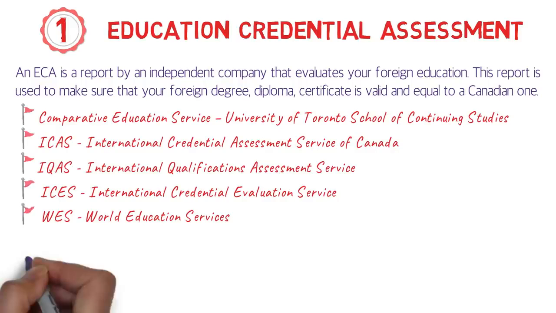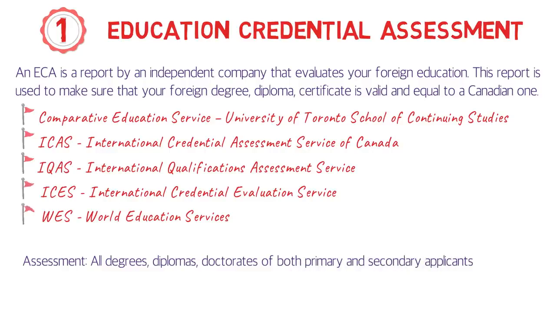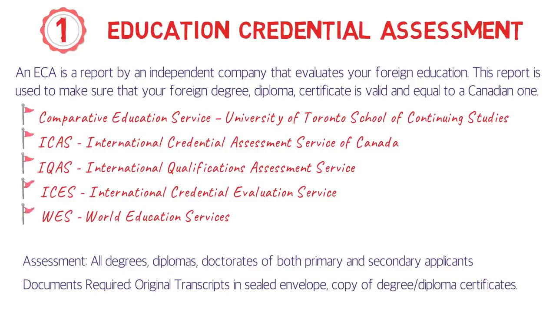Okay, now the assessment is done for all the degrees, diplomas, doctorates of both primary and secondary applicants. So if you're applying with your spouse, ECA needs to be done both for you and your spouse. There will be 2 different applications. Now the documents required would be original transcript in sealed envelope and the copy of degree, diploma certificates. Mind it, 10th and 12th certificates and mark sheets are not at all required. So this is all that is required.